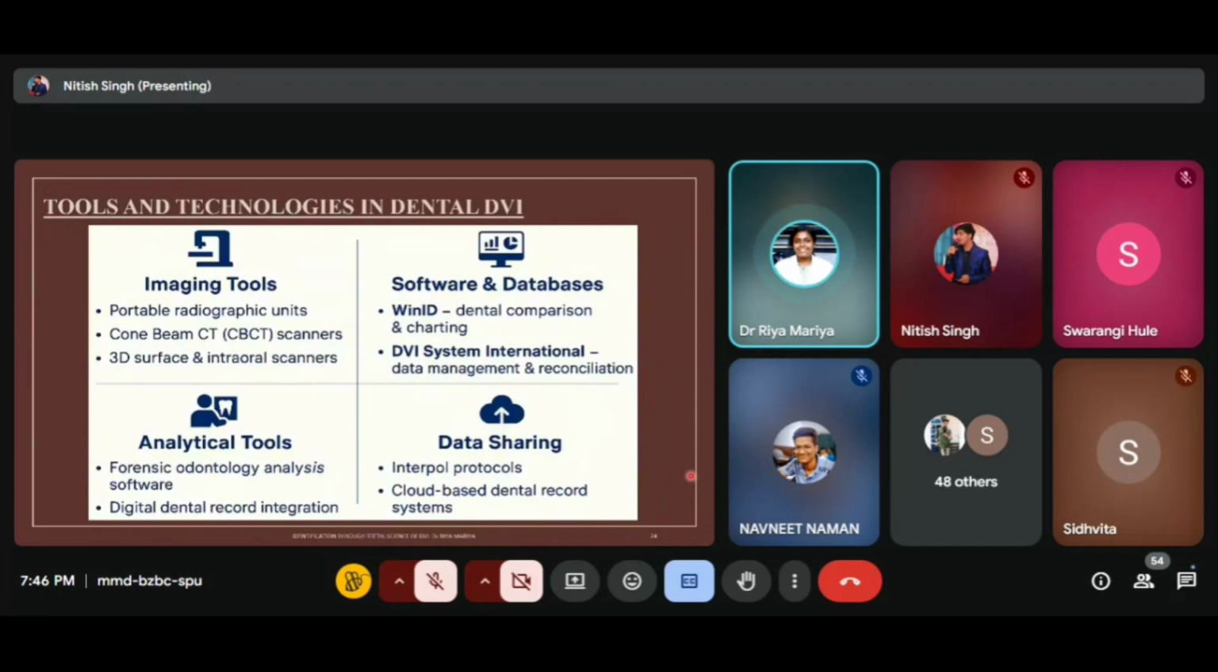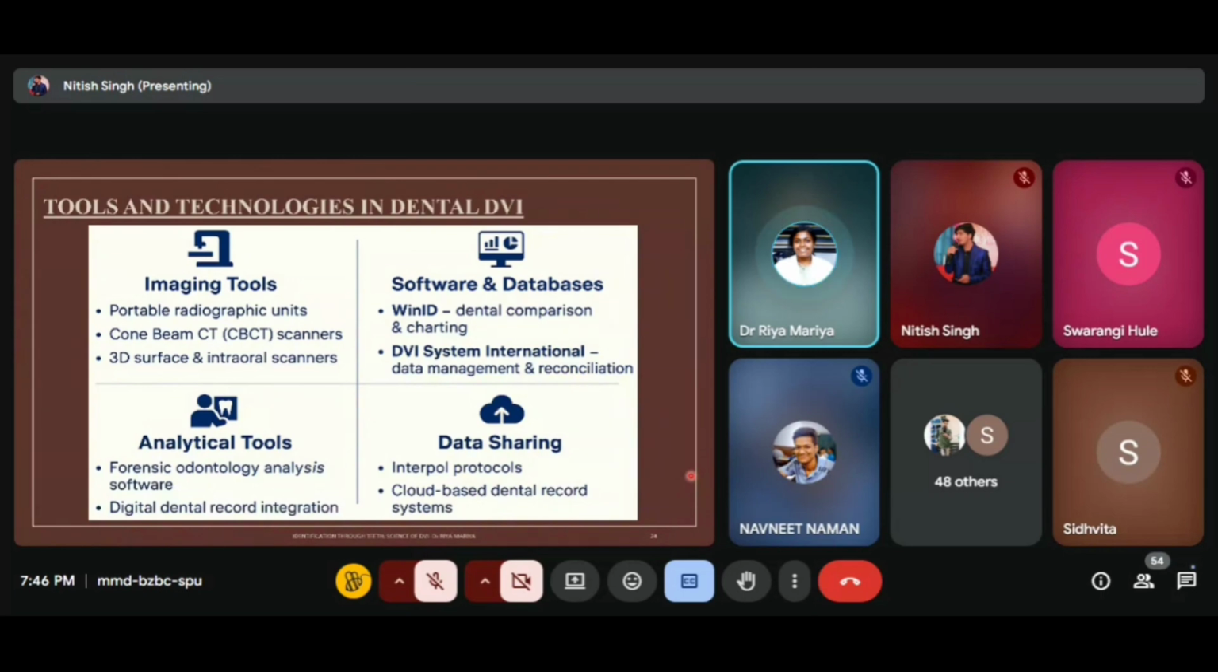Okay, tools and techniques. Imaging tools are there. Then software and databases, analytical tools and data sharing. Imaging tools and software we'll discuss in detail. Analytical tools are just what all the analysis tools are available in forensic odontology. That all belongs to the analytical tools, and data shared according to Interpol protocols.